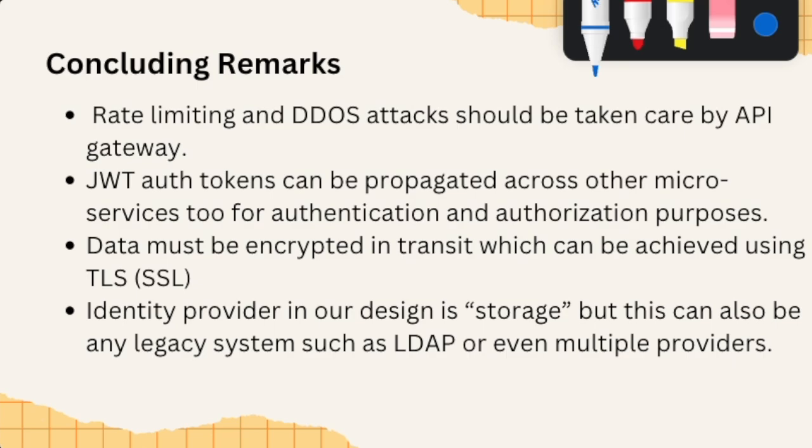The identity provider in our system design is storage, but this can also be any legacy system such as LDAP, or even multiple systems. We can always create an abstraction on top of the existing legacy systems. All we need from these legacy systems is the ability to get the user's password and match it, because that's the only reason why we are using this identity storage. Everything else is handled by our authentication service and the crypto service.